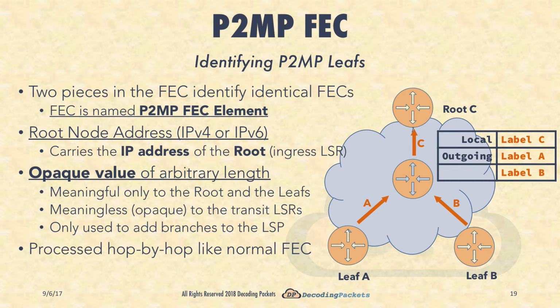Finally, if it's not obvious already, it should be made explicit that the FEC is processed hop by hop, all the way from the leaves to the root to signal the LSP. And once it has made its way to the root hop by hop, then the LSP is complete.